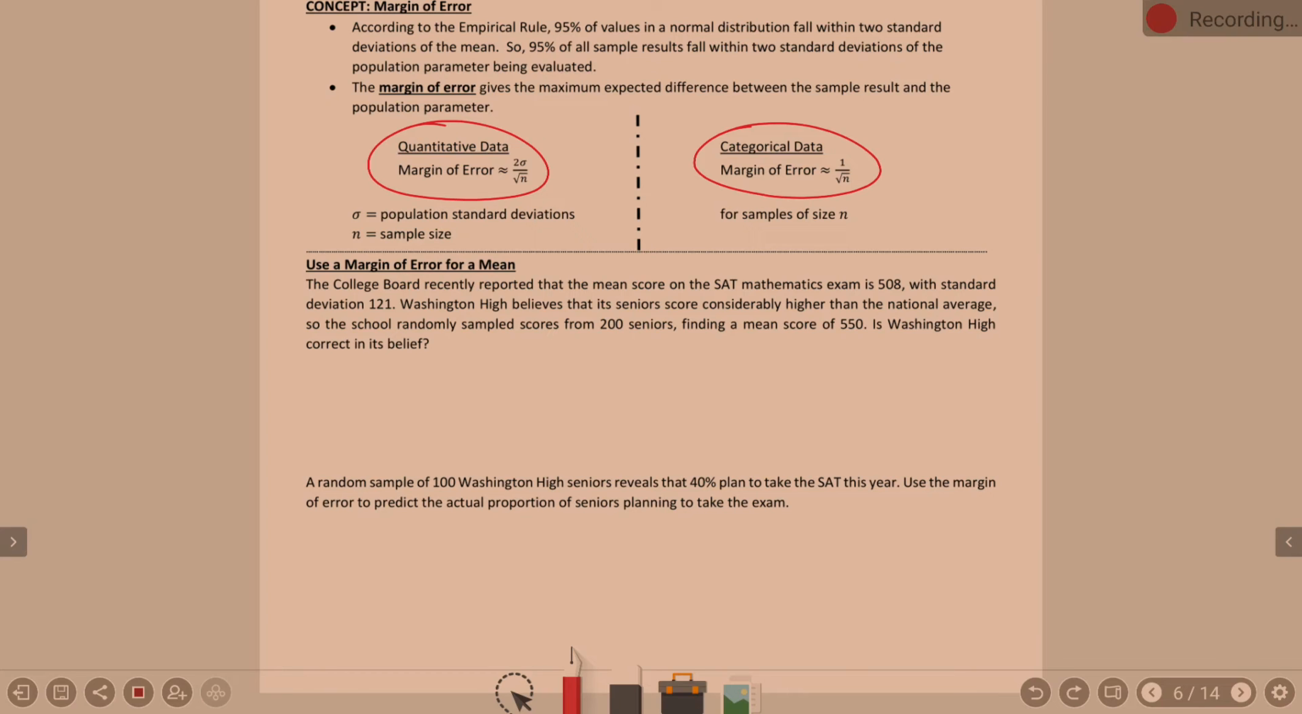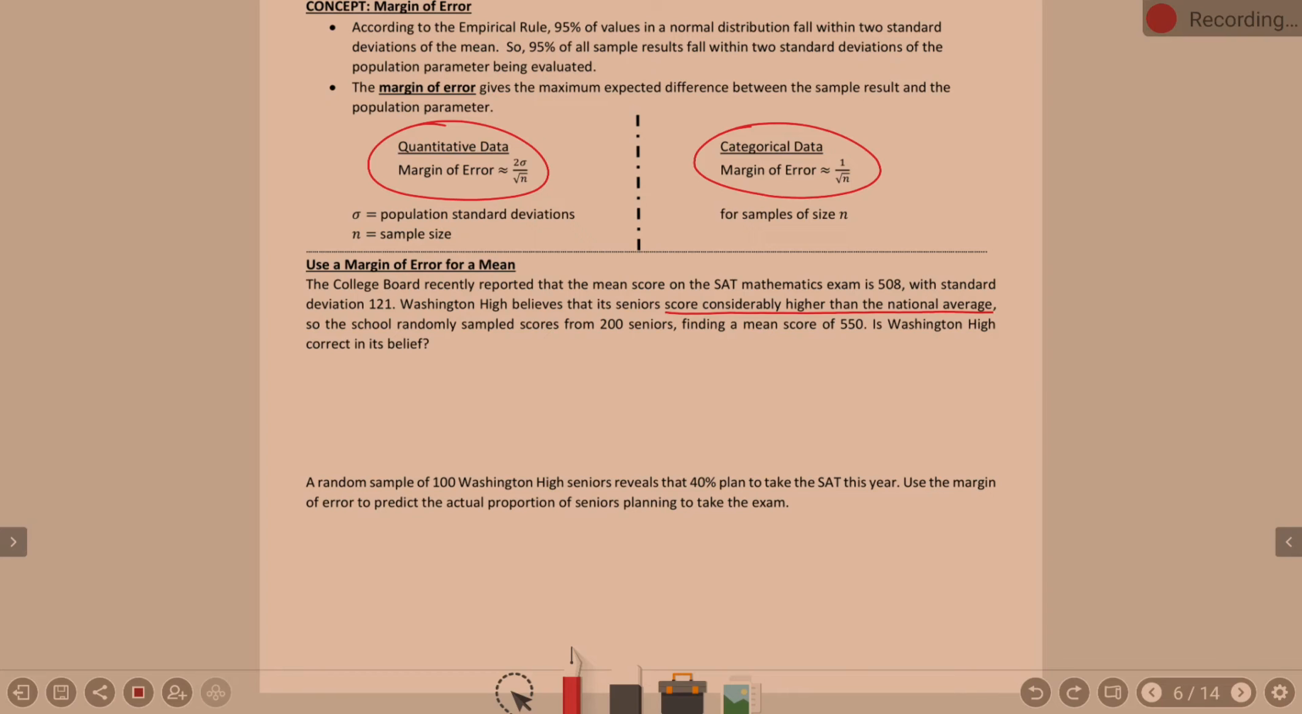So basically, does the data support the claim that their seniors score considerably higher than the national average? That's what we want to know. Are they correct in their belief? In order to do this, we need to look at the fact the College Board mean is 508. Theirs is 550. Is that high enough to say that they score considerably higher than the average, or is that just within that reasonable range around the average? You see what I'm saying there?